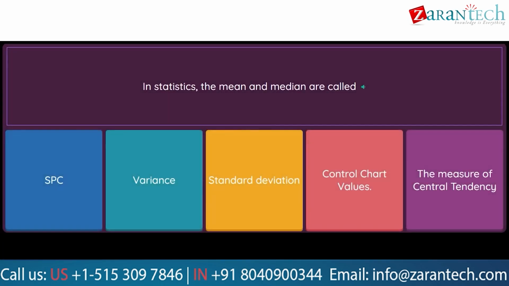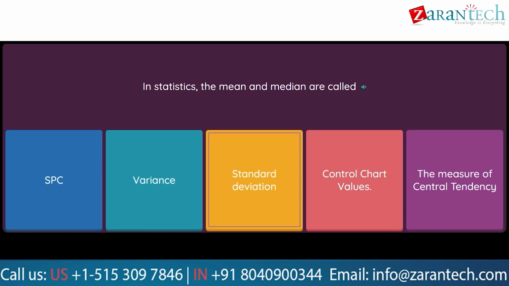Question: in statistics, the mean and median are called. Option 1 SBC. Option 2 variance. Option 3 standard deviation. Option 4 control chart values. Option 5 the measure of central tendency.